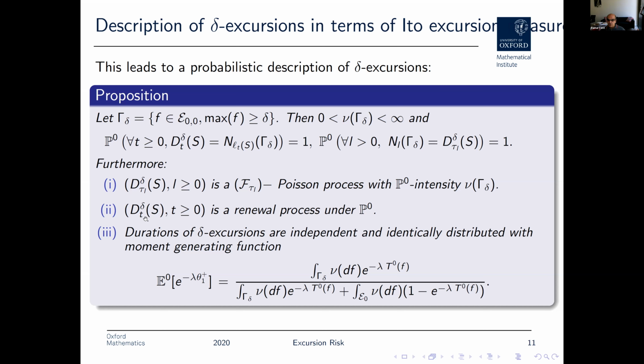When you do the time change, because the time change is an increasing process, you don't lose independence. So the intervals in between these events, the durations of the delta excursions, the events that are counted by N delta, are still going to be independent, but they're not necessarily going to be identically distributed anymore if you have time dependence in the tau_L. And they are not going to be exponentially distributed anymore. The Poisson process has exponentially distributed inter-arrival times, but if you do a time change, then you lose this exponential, because the time change here is random. It's the inverse local time.